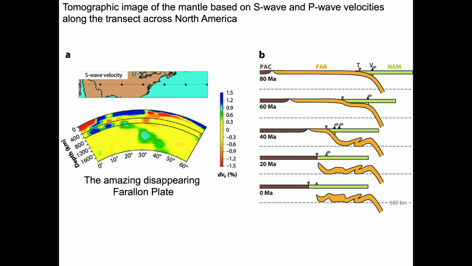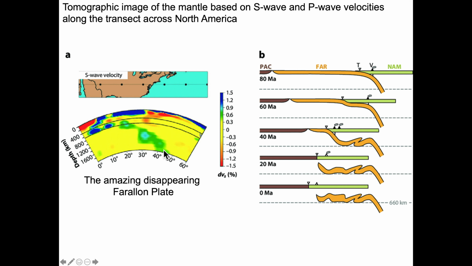Now we're going to use that energy emitted by earthquakes to produce a three-dimensional model of what's going on within the Earth. In this example, we're looking at a tomographic image of the mantle based on S waves and P waves. And we're looking at this particular transect across North America, across the United States, and northwesternmost Mexico. When we do this and we look down into the Earth, what we see are the ghostly remains of the Farallon Plate. This is the plate that is being subducted under North America.